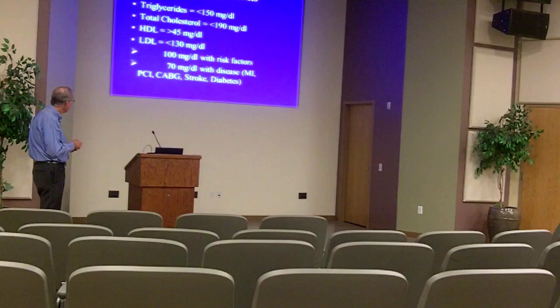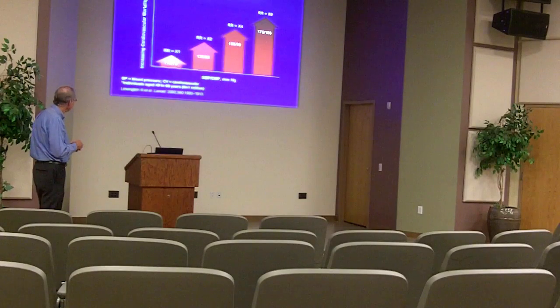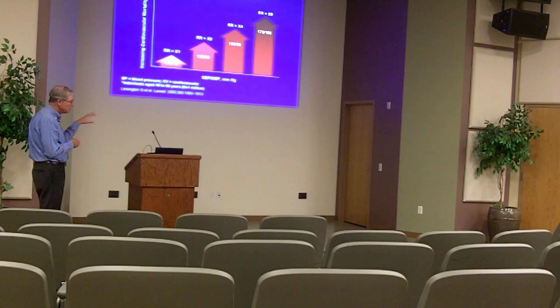If we have risk factors, we want them less than 100, and just in the last 3 months, the 70 was the target for people that had a heart attack, an angioplasty, a bypass graft, stroke, or diabetes. We wanted it less than 70. The thinking now is it would probably be ideal down to 50. So that's the cholesterol side of it.